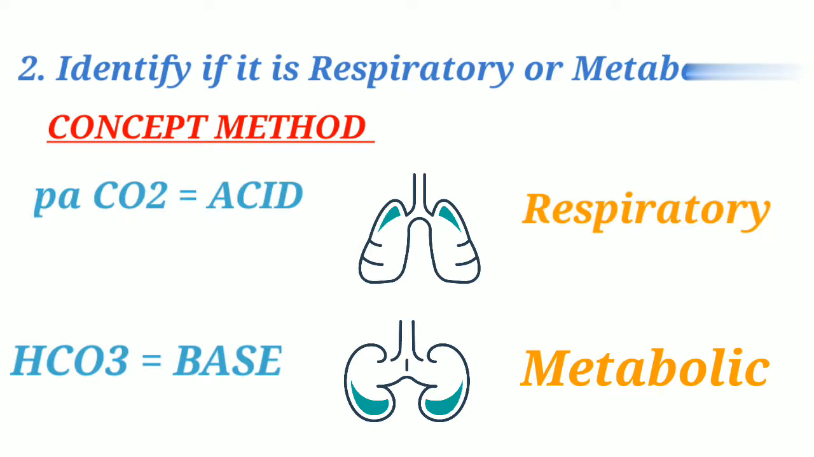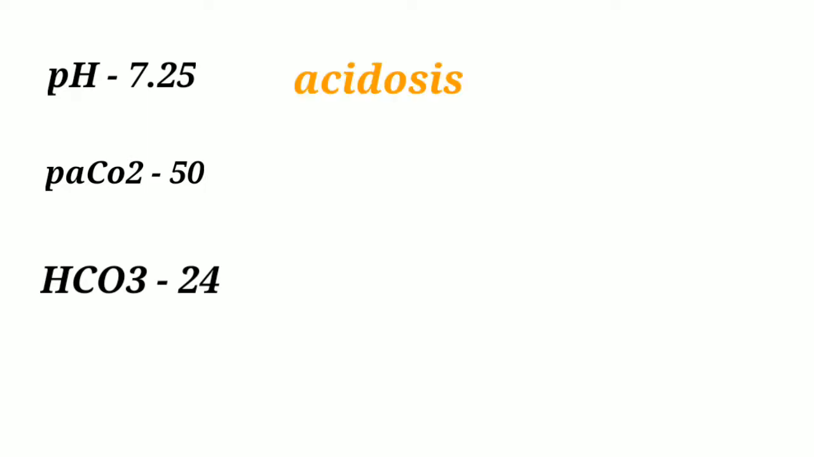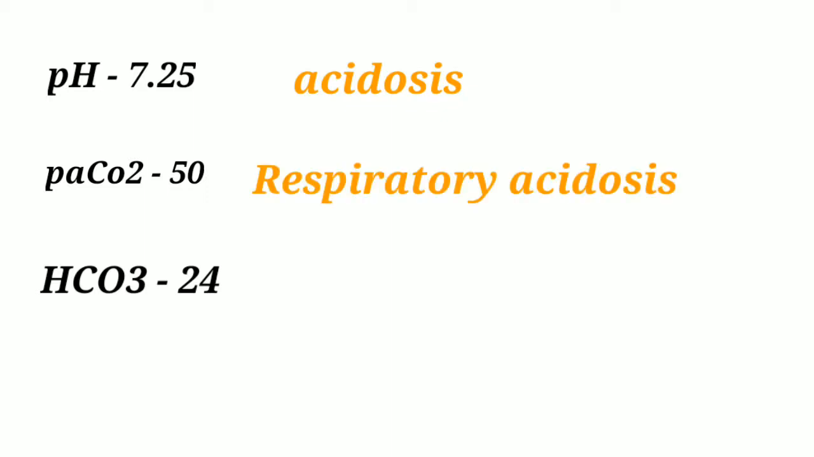The first query: pH is 7.25, PaCO2 is 50, HCO3 is 24. The pH is less than 7.35, it's 7.25, so it's acidosis. PaCO2 level is 50, it's more than 45, it's respiratory acidosis. And HCO3 is 24, it's normal. Then its solution is respiratory acidosis.